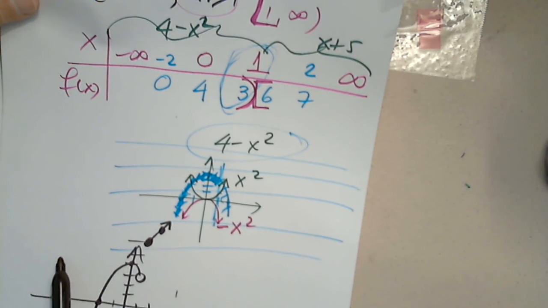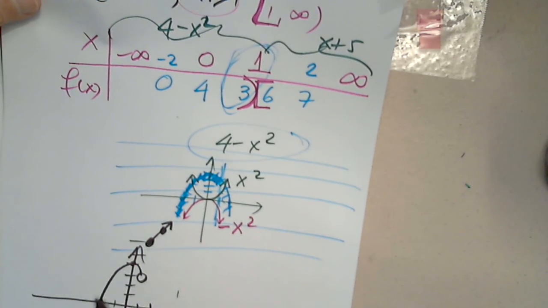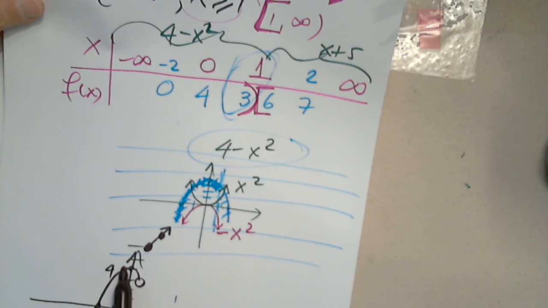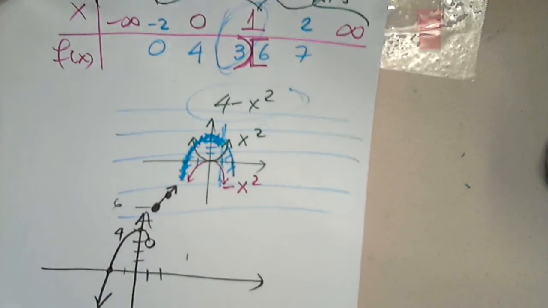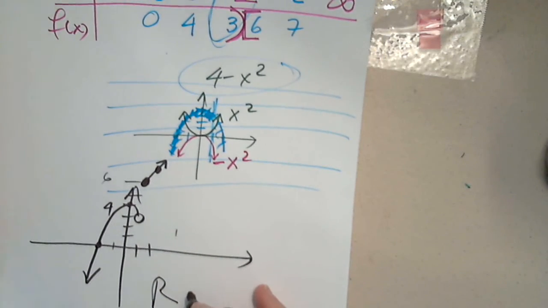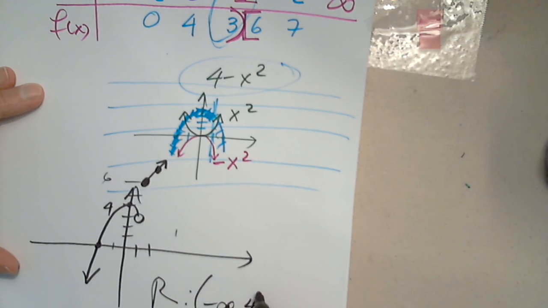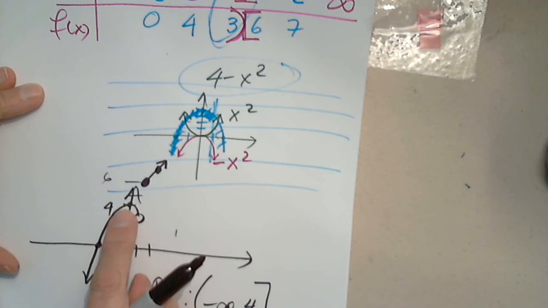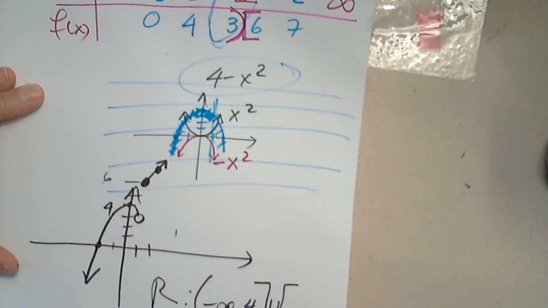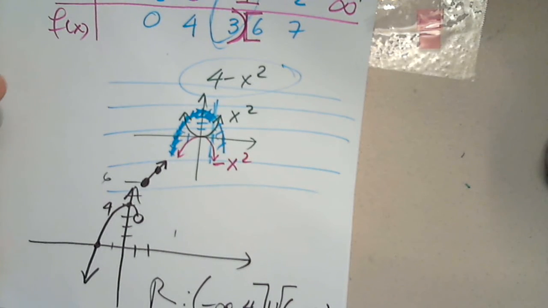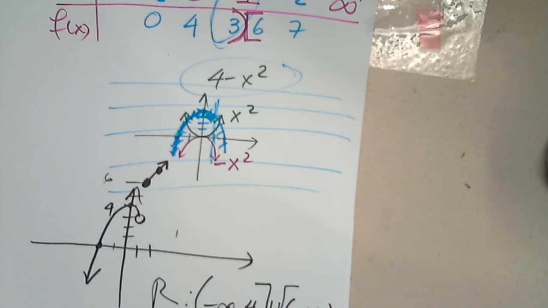So as you see, when we write the range, this is at 4. There is a gap between 4 and 6. So for the range of this function, I will write negative infinity to 4 closed, because that point exists. It's not this point, it's that point. Union 6 to infinity. That will be the range of the function in case we're asked to find it.